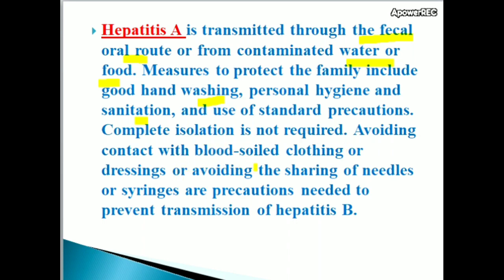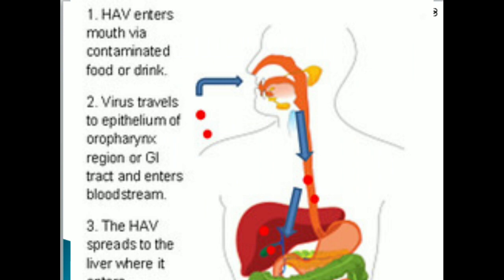Avoiding contact with blood-soiled clothing or dressings, or avoiding the sharing of needles or syringes, are precautions needed to prevent transmission of hepatitis B. So hepatitis A is transmitted by the fecal-oral route, or through contaminated water or food.